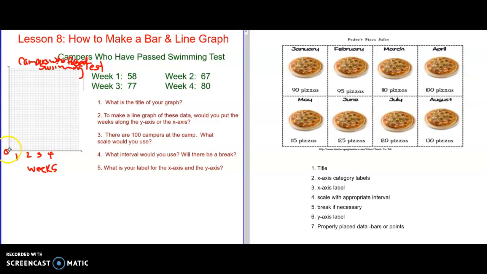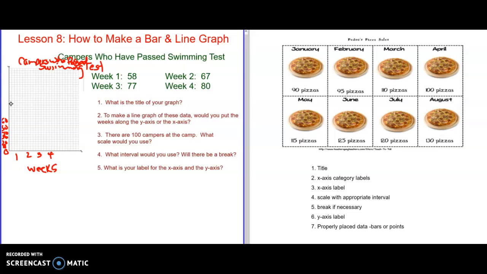I don't have to put the 5 or the 10 on the very next line. I can skip a line. So I'm going to go 10. And this is going to be super tiny, guys. Sorry. 20, 30, 40, 50, 60. And I would keep going until I got to 100.